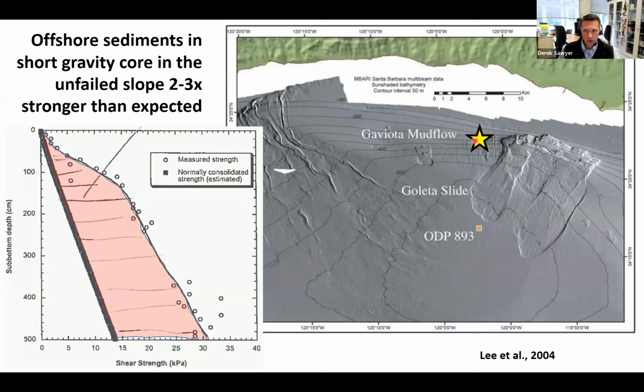And right here with this star location is a gravity core that was collected by the USGS. And in that core, they were measuring the shear strength of the sediments. So this is seafloor. This is not that deep, so this goes down half a meter into the subsurface, so just the first 50 centimeters. The circles here are the measurements made of the shear strength, probably with a vane shear device directly on the sediments.